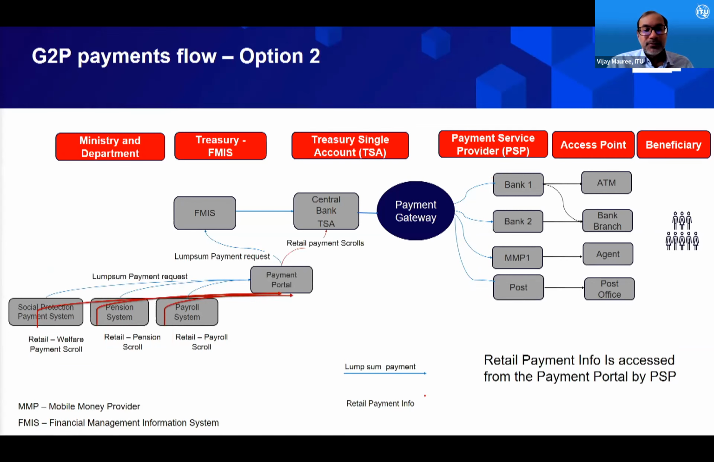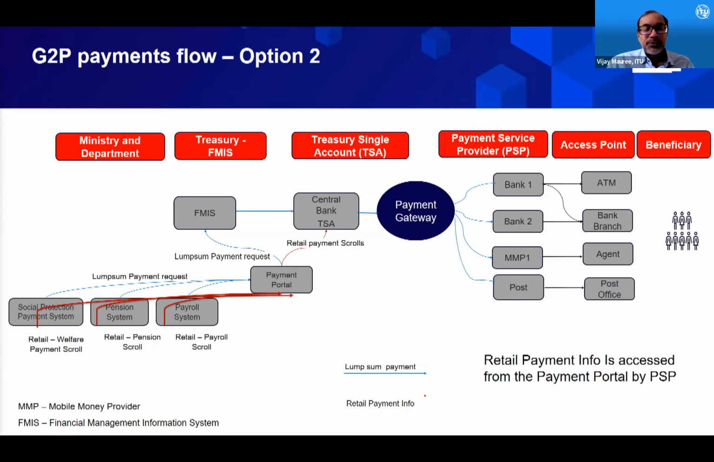And then if we go to the next slide, which is the second option, I'm not sure why this doesn't appear well on the screen here, but what we're trying to do under the payments building block is to have this payment portal, which will facilitate the process of forwarding the lump sum payment requests to the FMIS and then to the Treasury single account at the central bank for the pre-funding of the payment service providers' accounts.